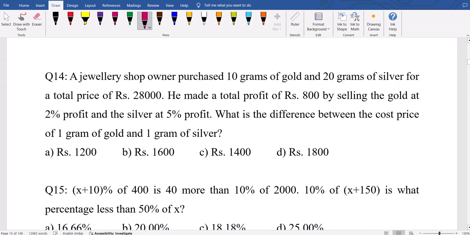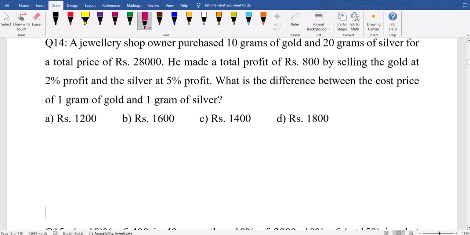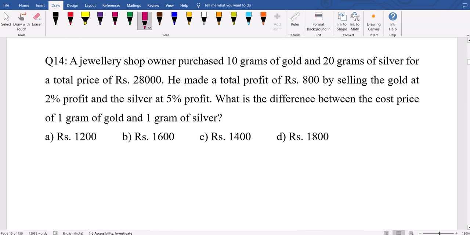All previous TCS questions related to percentages, profit and loss discussion. A jewelry shop owner purchased 10 grams of gold and 20 grams of silver for a total price of 28,000. He made a profit of 800 by selling the gold at 2% profit and silver at 5% profit. What is the difference between the cost price of 1 gram of gold and 1 gram of silver?